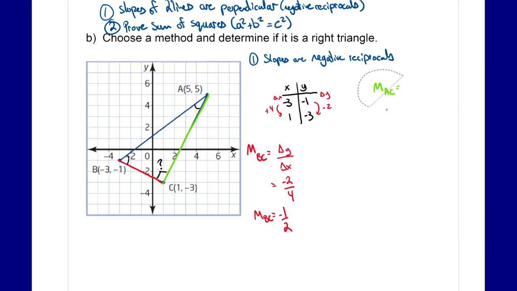For the other line segment, AC, I'll use the algebraic formula. So again, remember the algebraic formula is y2 minus y1 divided by x2 minus x1. I can take those values and plug them into our formula. Y2, we'll say, is 5 minus -3, divided by 5 minus 1. We get 8/4, or we get 2.